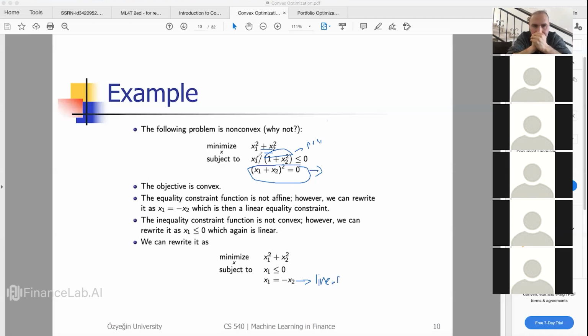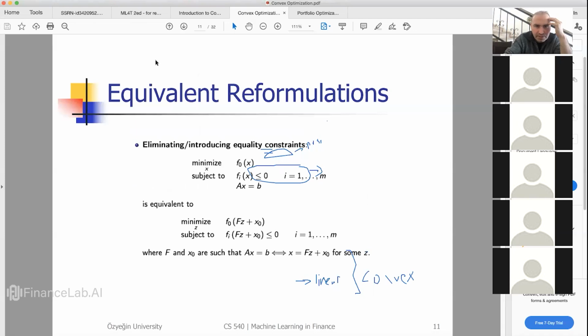And again, if we put x1 equal to minus x2 in this linear equality, then the problem becomes a convex formulation. First of all, the inequality constraint x1 is smaller or equal to 0 is convex. The equality constraint x1 plus x2 equal to 0 is also a convex constraint. And the objective function, which is x1 squared plus x2 squared, is also convex. And that's why this problem will be a convex problem.